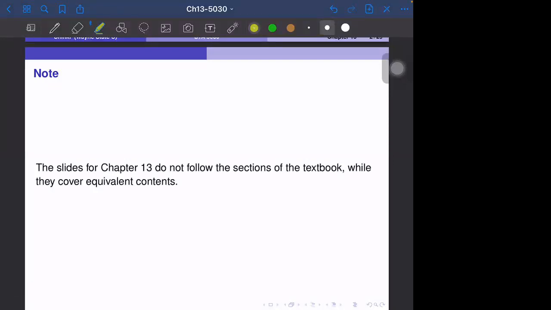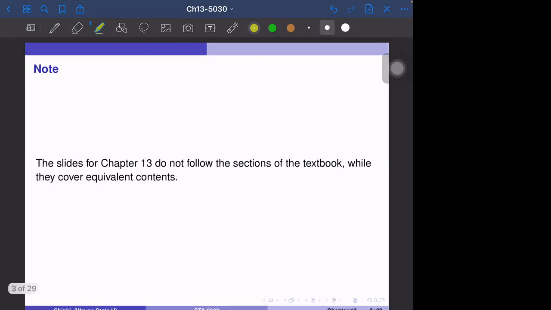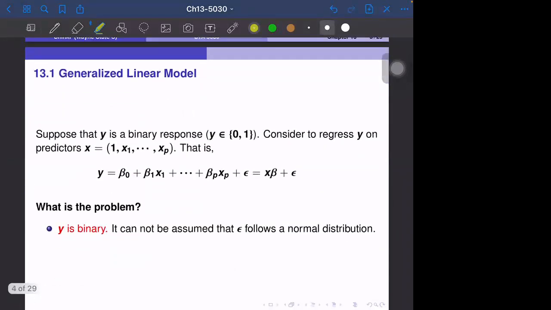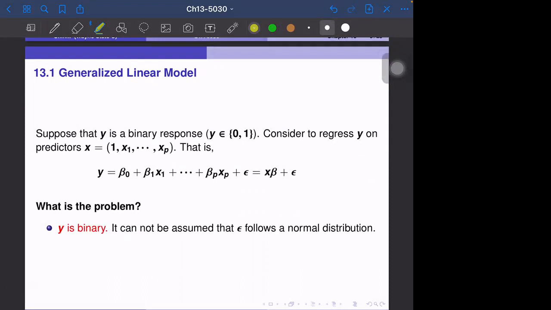Okay, the slides for chapter 13 do not follow the sections of our textbook, but basically cover all materials in that textbook. This section is 13.1, the generalized linear model. Think about the case that y is binary, y is either 0 or 1, and consider regressing y on predictors x1 to xp, as well as an intercept. So the linear model was this. And still, we know y values and x values. So what's the problem with the linear model?